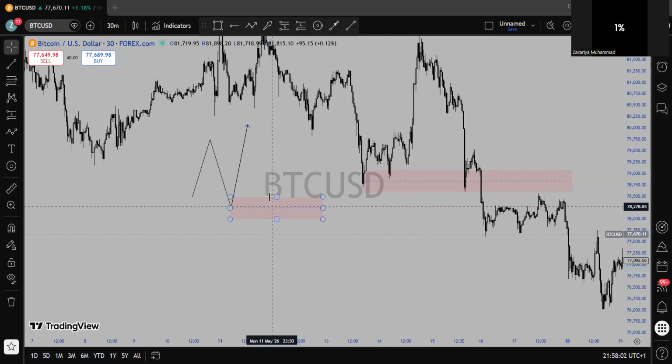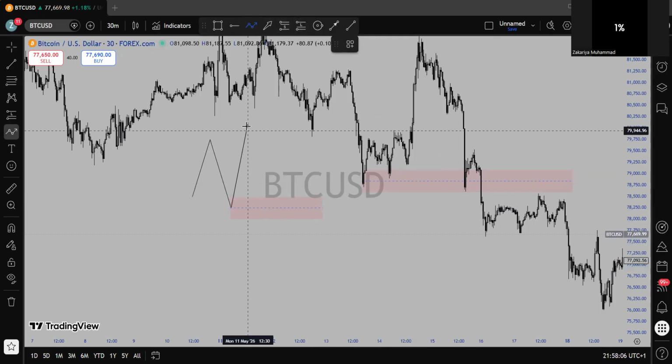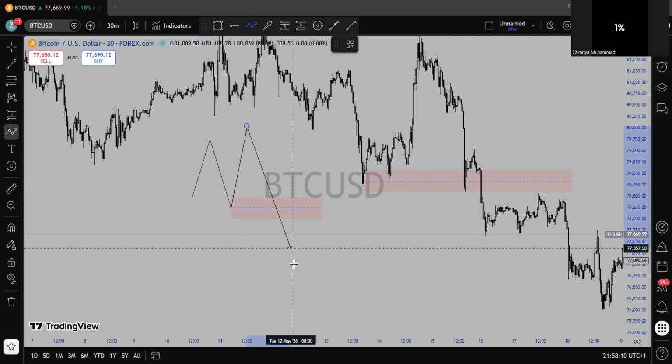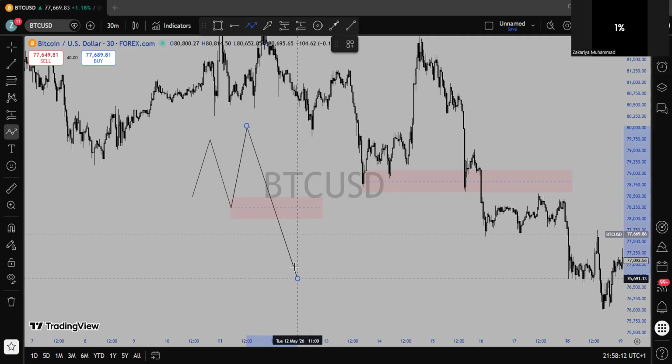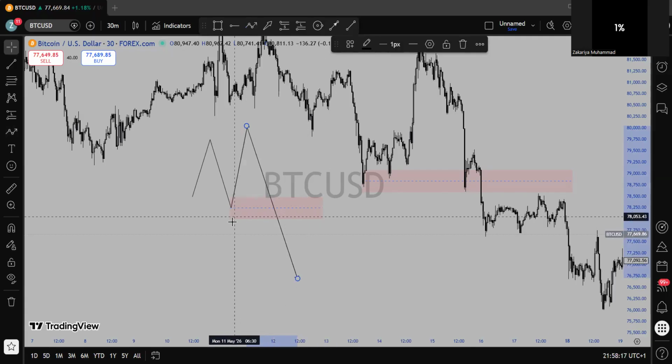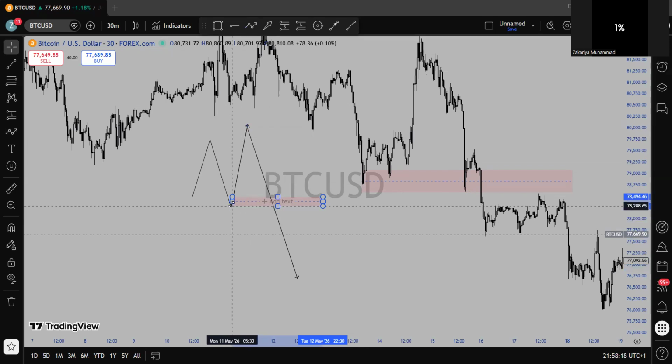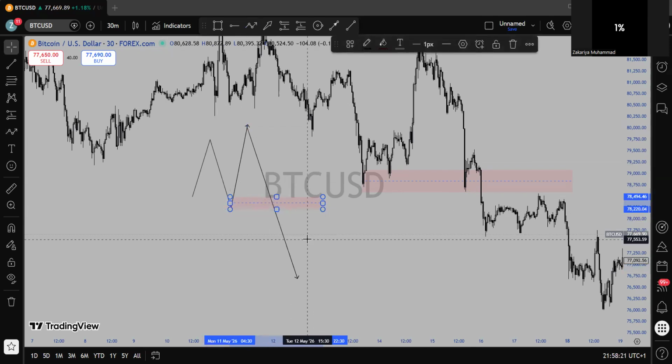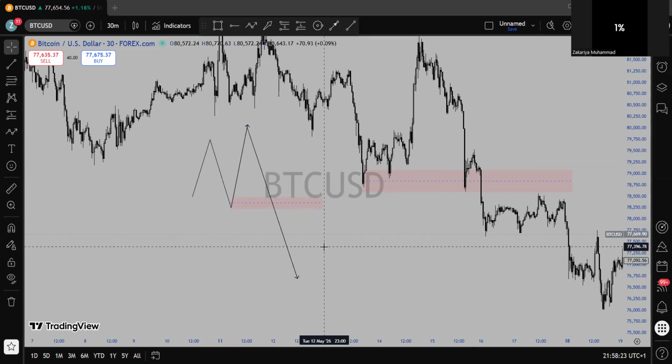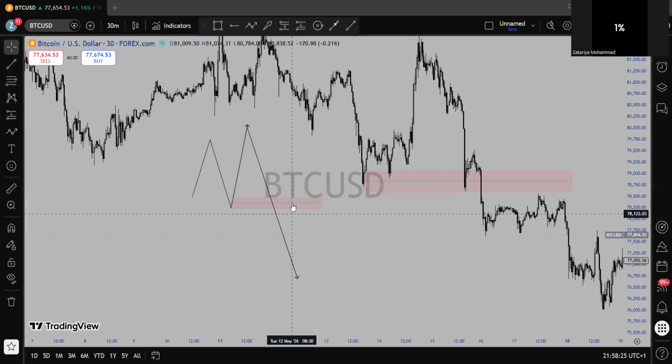So for me to consider this one as a good breaker block, market should not come and tap into the zone and start buying. It should just come and break above it, or below it. So this is a clear breaker block. Anytime market returns to the zone, I know it did not use it as a breaker block, but as an order block. So this is how you can choose a perfect breaker block.